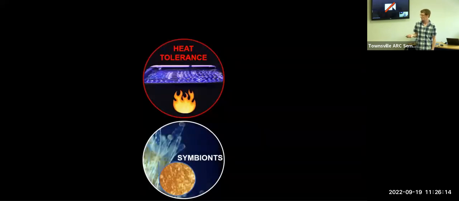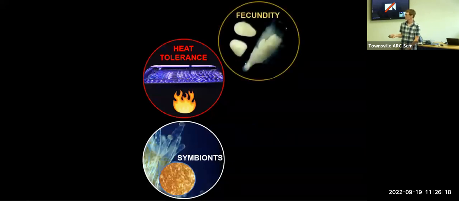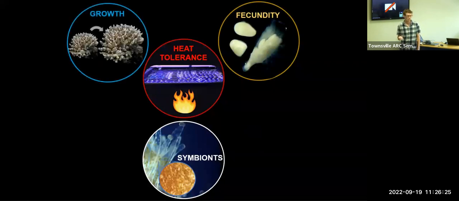So from this reef, we tagged 70 colonies and then measured four traits. Heat tolerance, which is similar to how we've already described. The symbiont community composition, but also fecundity as a proxy of reproductive output, and growth from photogrammetry, so whole colony growth.